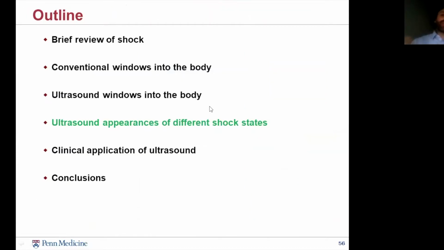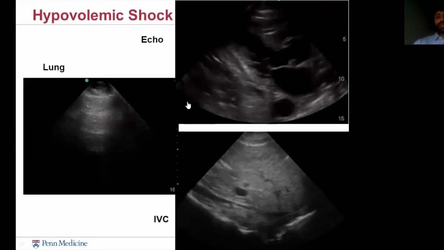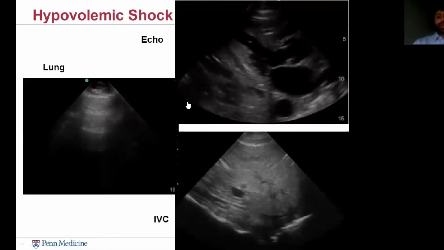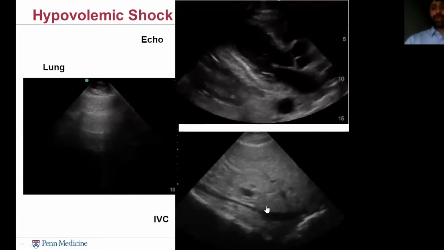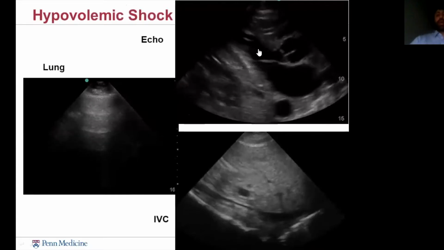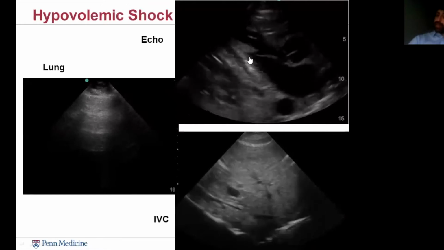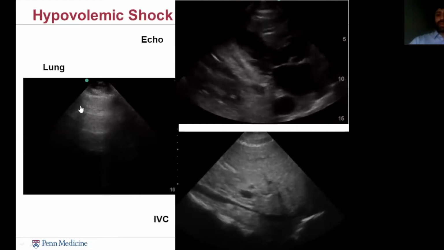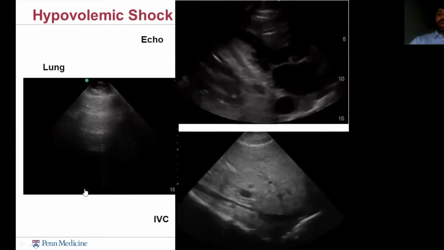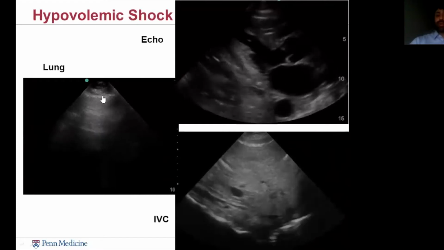So now we've gotten a bit of an idea about how to look into the body using ultrasound, and now we can get into some of the appearances of different shock states. For instance, this is a patient with hypovolemic shock. You can see a completely flat IVC in the bottom right-hand corner of the screen. You can see an intact ejection fraction based on the fractional shortening and based on the E-point septal separation. And you can see that the patient has A lines with lung sliding present in the lung ultrasound.